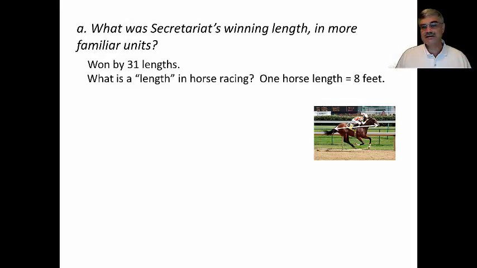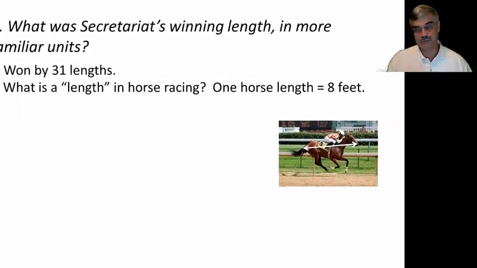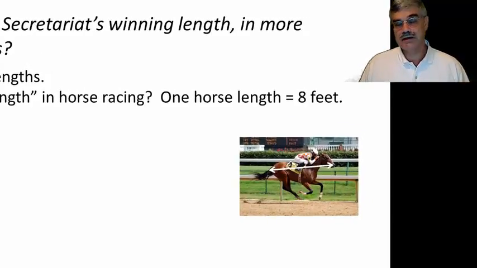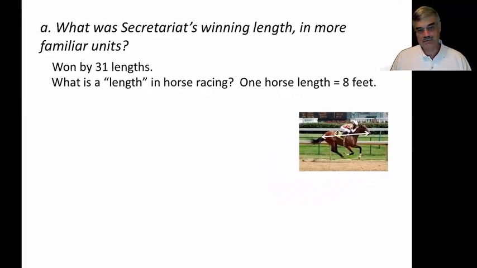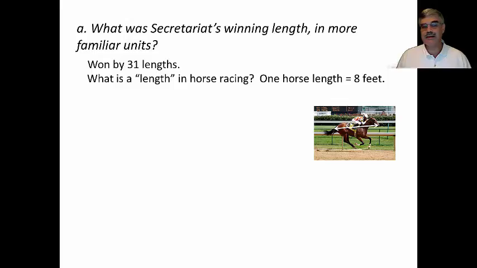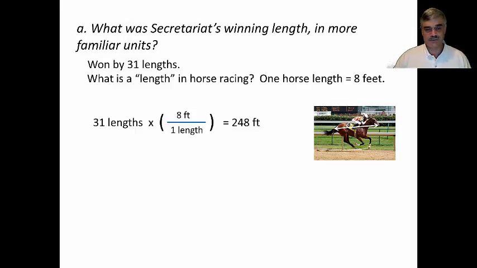Well, in horse racing, a length is the distance between the rear end and the nose of the horse. It's about 8 feet. So the question now is, if he won by 31 lengths, how far is that in units which we are more familiar with, like yards? Now that we have 1 horse length is equal to 8 feet, we can tackle this. It is just an exercise in converting between units.